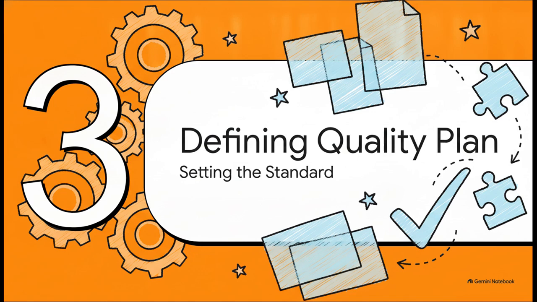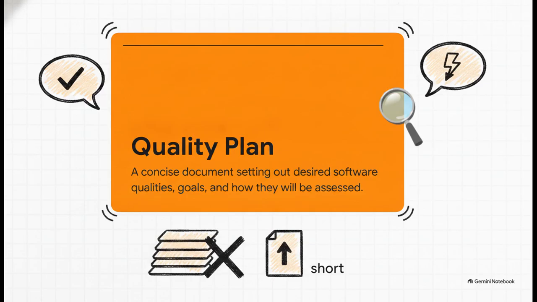Section 3. Defining the quality plan. So, how is project-level quality actually formalized? How does a whole team agree on what good looks like? Through one specific document. This is the quality plan. By definition, it's a concise document setting out the desired software qualities, goals, and how they will be assessed for a specific project. I want to strongly emphasize the word concise here.